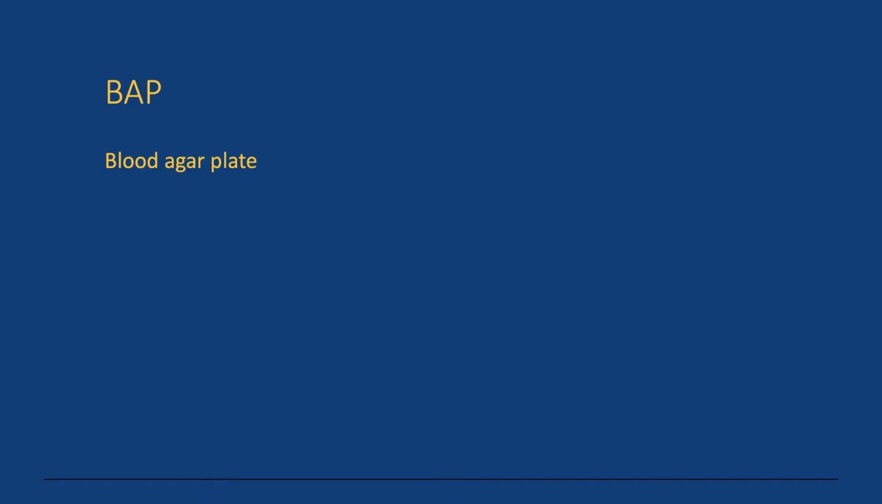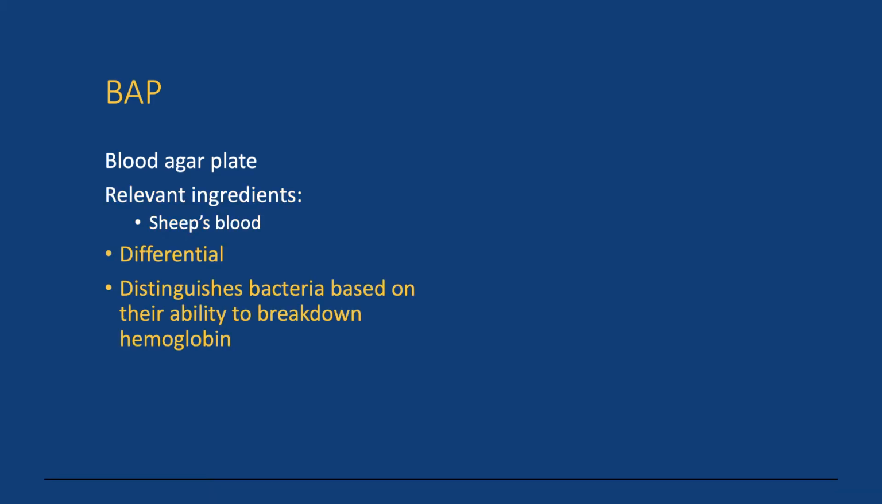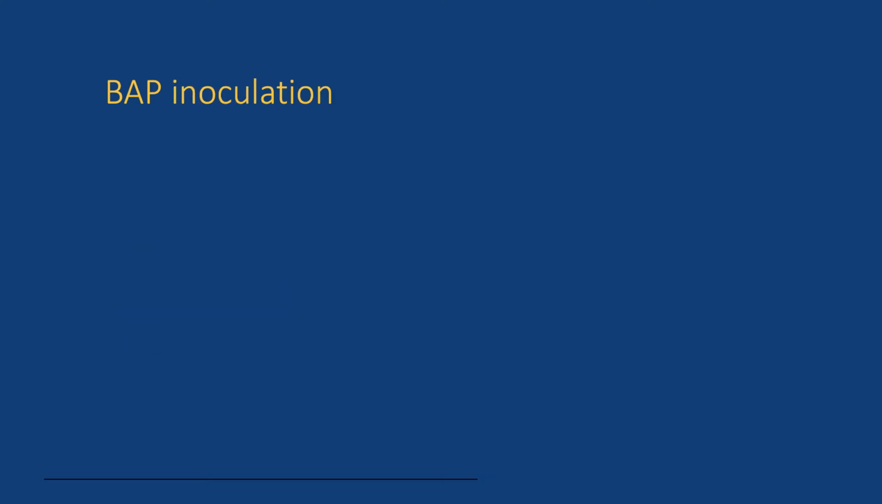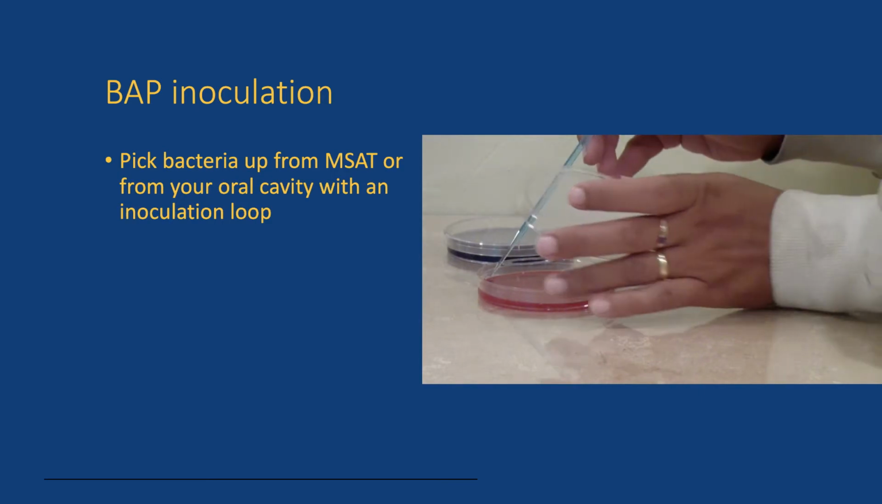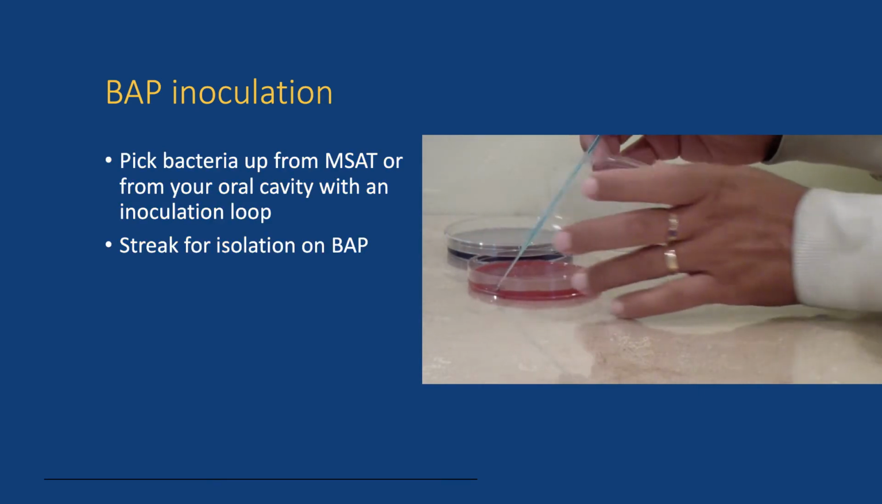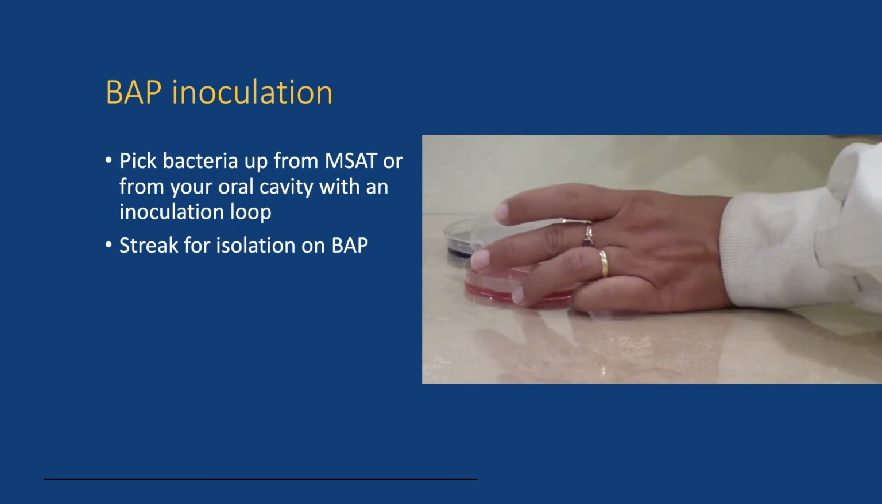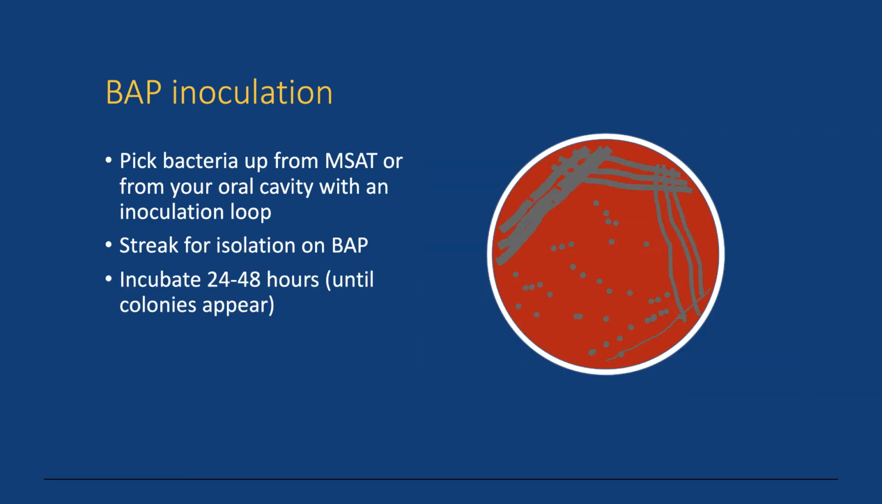BAP is an abbreviation for blood agar plate, which is really just TSA medium with 5% sheep's blood added. Adding the sheep's blood makes this a differential medium that allows us to distinguish between the ability of the bacteria to break down hemoglobin. Hemoglobin is what gives the BAP the bright red color, so if the bacteria break down hemoglobin, the color of the medium will change. To inoculate BAP, select a colony from an MSAT plate and streak for isolation on the BAP plate. Incubate the plate for 1 or 2 days until the colonies show up, keeping track of the temperature.